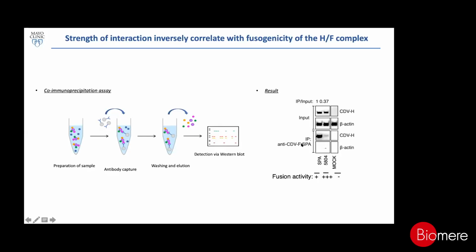We can see that the amount of CDB-H was comparable for both H-ESPA or H5804. However, when we immunoprecipitated F, we barely detected H5804, and therefore the IP to input ratio is lower than 1. This means that the HF interaction is weaker for the heterotypic HF pair, and that this weaker interaction translates into an increased fusion activity.